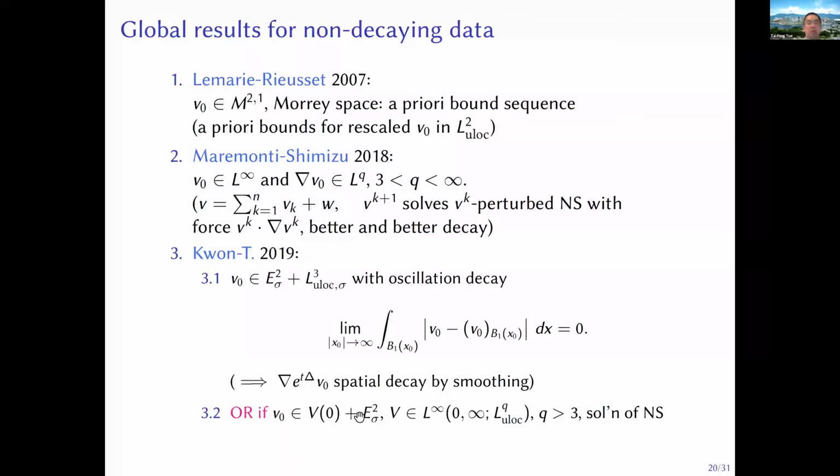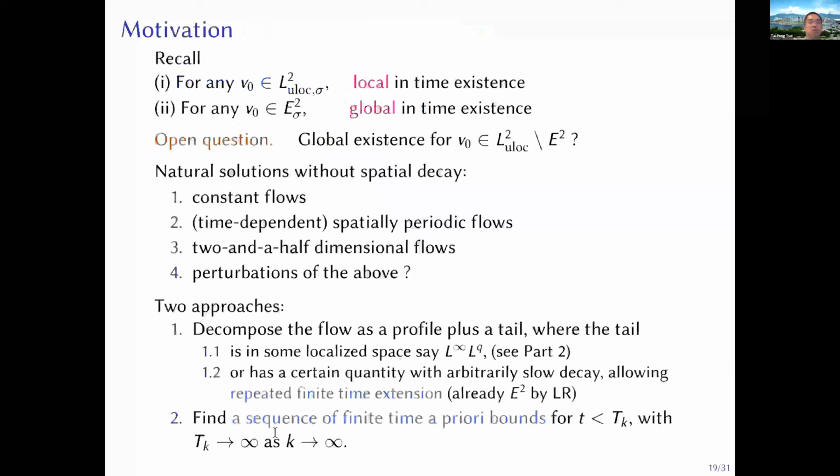So this guy has a spatial decay. And then we have a global solution. So this is a perturbation. So this answers question number 4 here. Perturbation of global solutions, we have global existence.